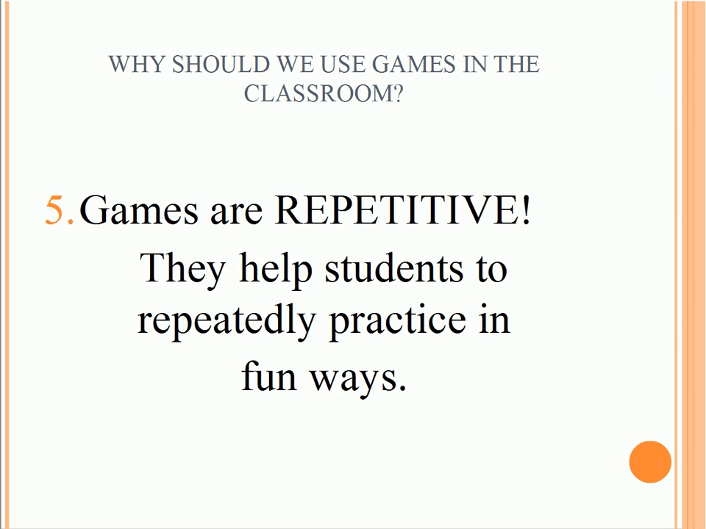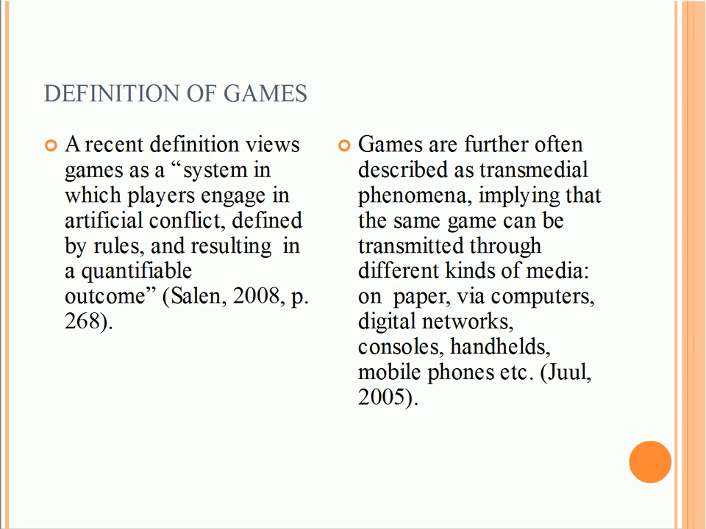Very good, thank you. All right, we're just going to talk about a couple of definitions of games. Here's one. A recent definition views games as a system in which players engage in artificial conflict defined by rules and resulting in a quantifiable outcome. So that's a nice, big, fancy definition of games. Basically that we make up a conflict. Maybe you don't really have a conflict, but you decide to create one with the game and it has rules and all that kind of thing.